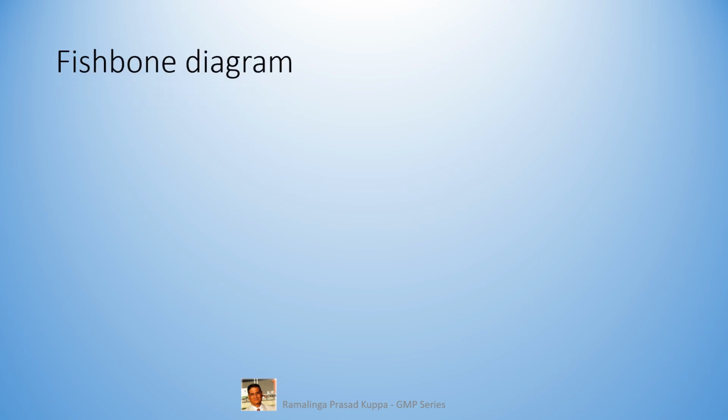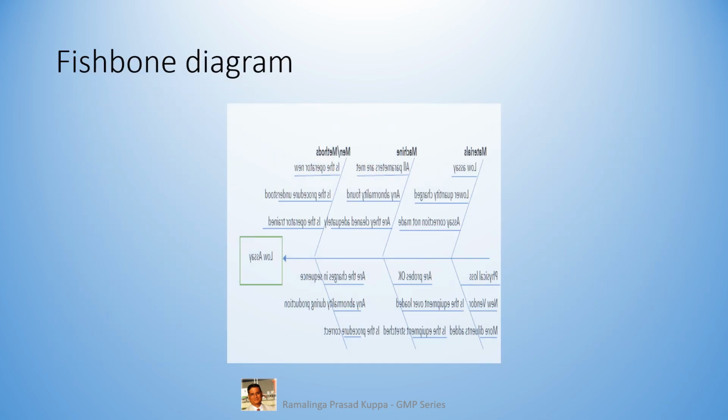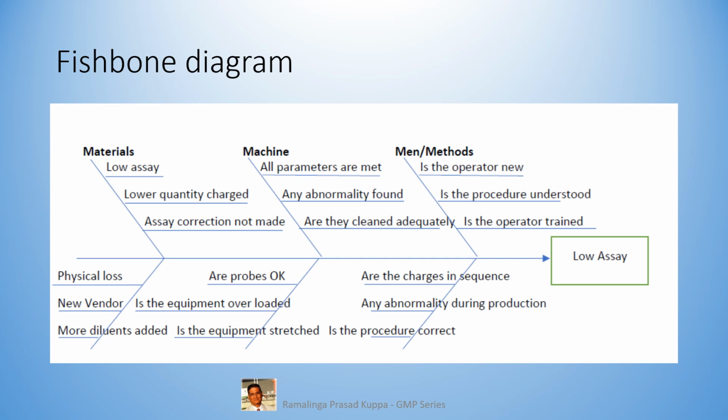Fishbone diagram. This is another important useful tool. This tool helps to investigate deeper into the root cause of the failure. These diagrams look like a fishbone with the failure leading to the head. The fishbones can be classified in several ways.